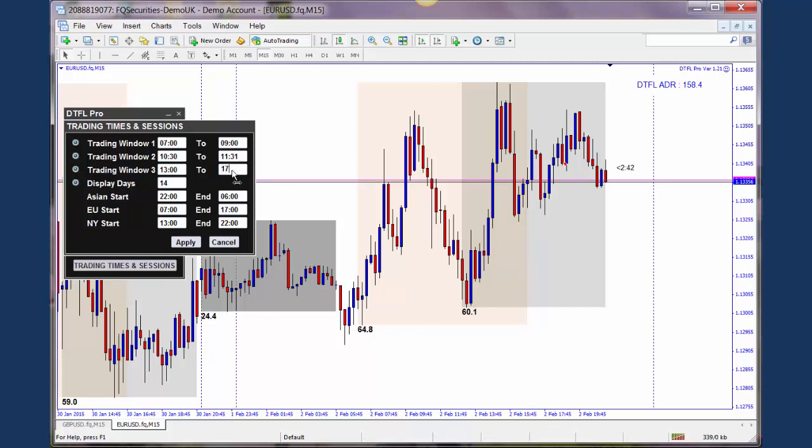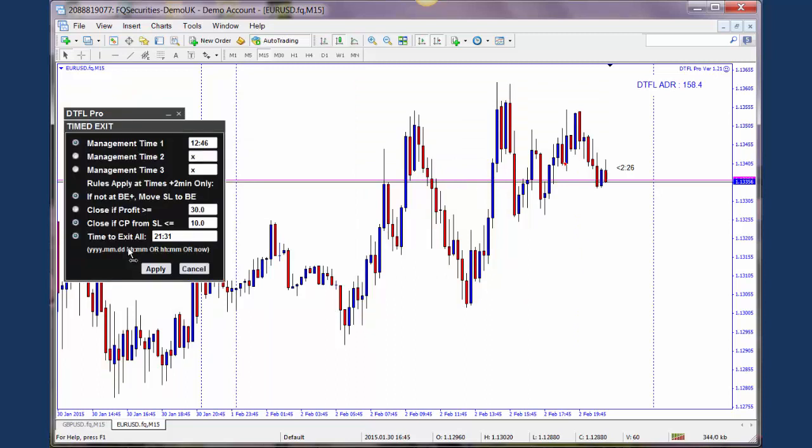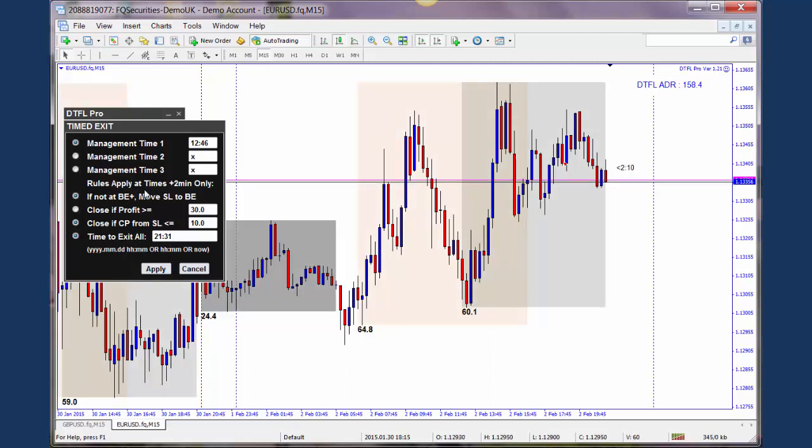which was 17:31. So that's a way you might break windows up to take care of a news event. If you use that in combination, remember in the previous video I talked about timed exit. You could exit all trades, use that timed exit, or a management time, coinciding with the news event, so that you could close any trades or move trades to break even.